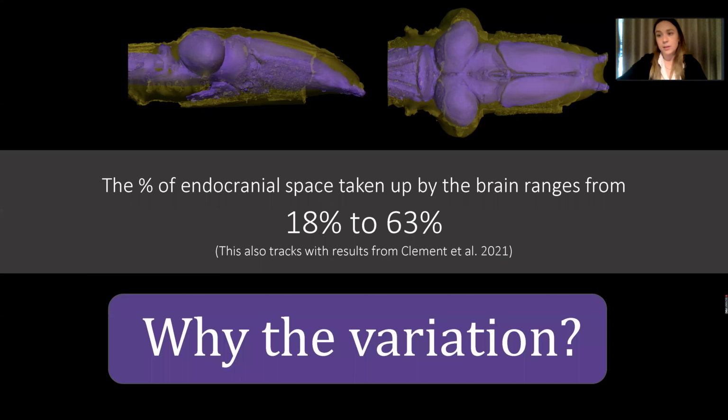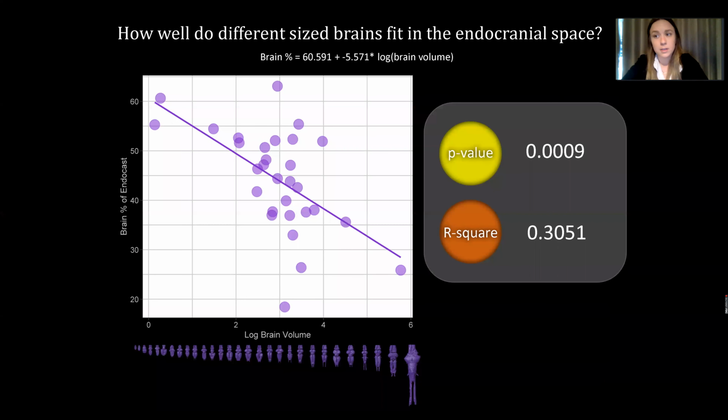And at first, I thought it had something to do with size. And I thought this because as I started adding brains and endocasts to my data set, the smaller brains seem to be the ones taking up a larger percentage of their respective endocranial space. But the more data points I added, the weaker this correlation got. So there is a significant but weak correlation between these two things. So clearly there's some other factors at play here. And I want to tell you about one of these.